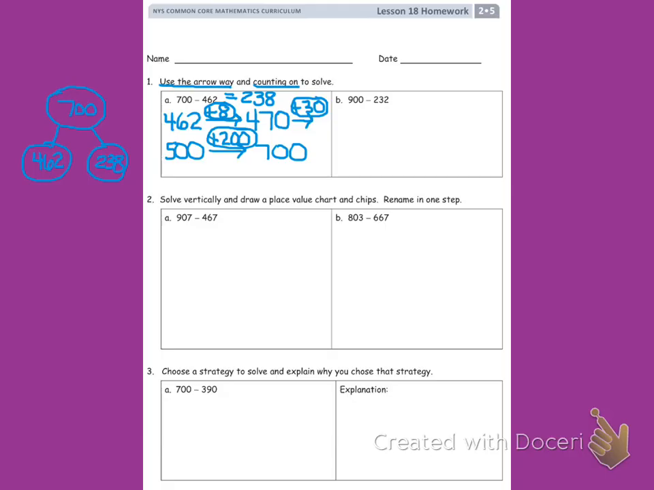Now you do item B on your own. Remember, you're going to use the arrow way and count on to solve. That's the way I did it in box A.